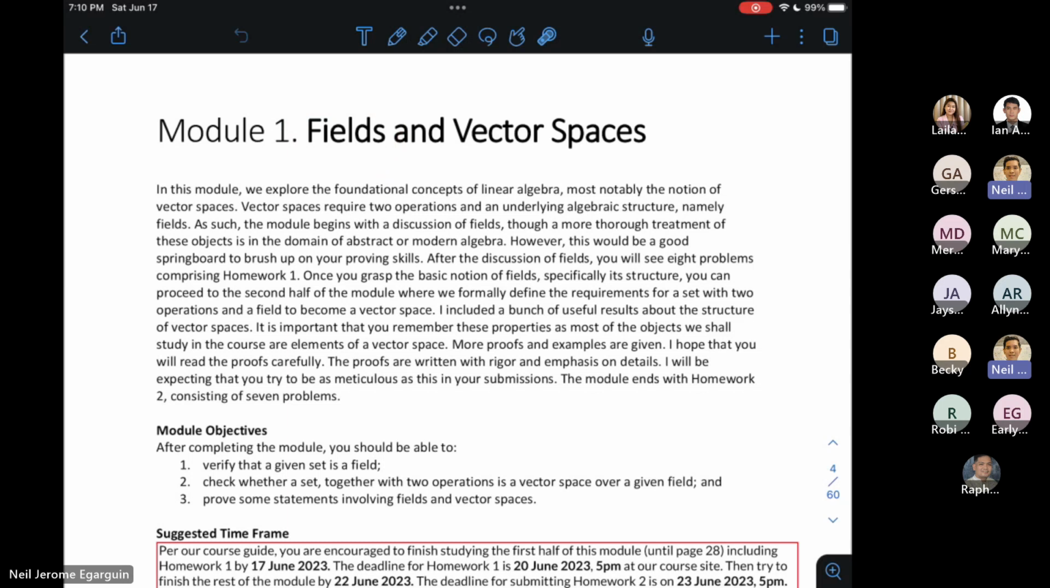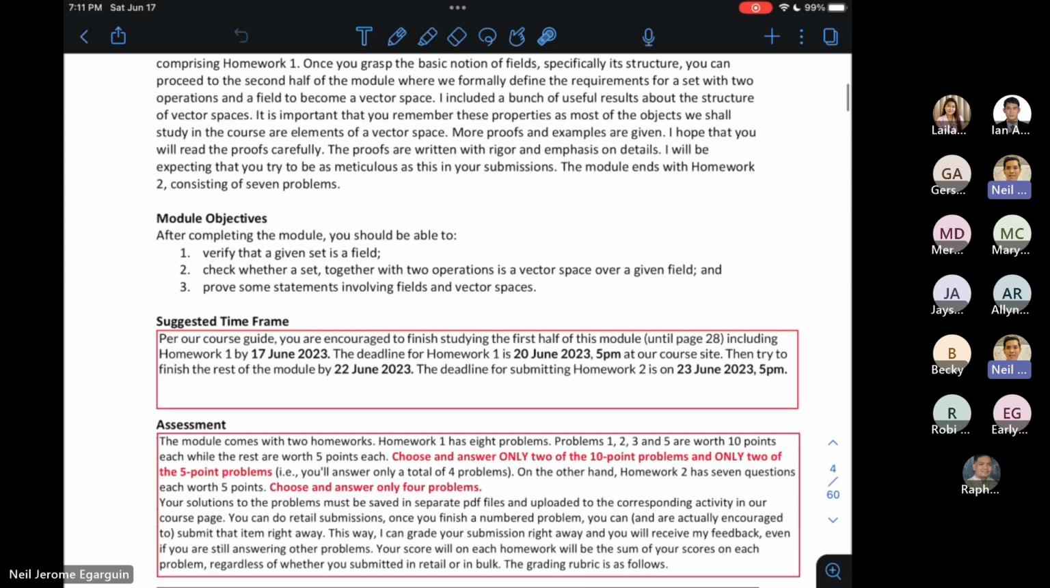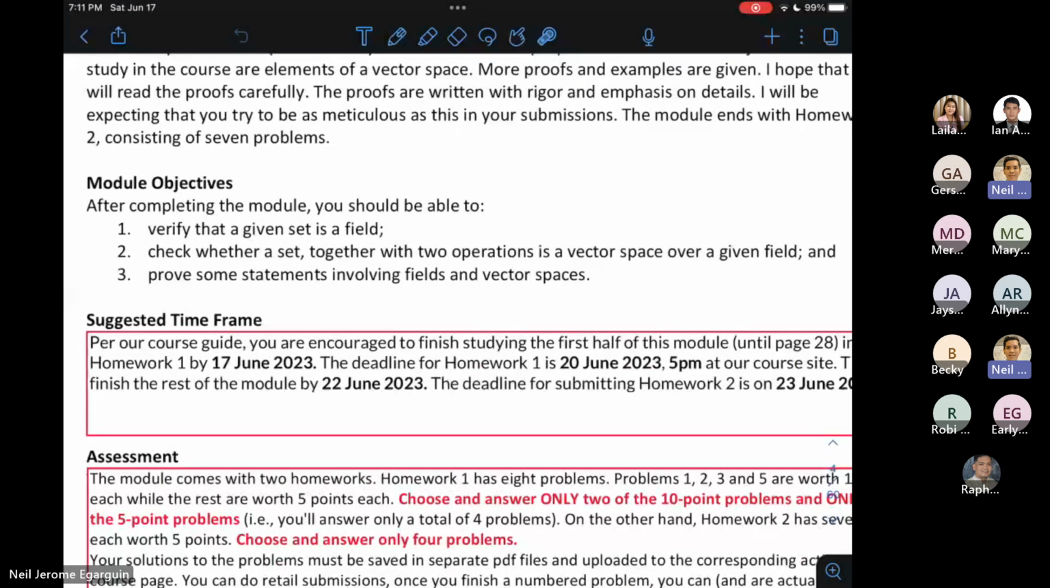All right? So essentially, the first part of module number 1 talks about fields. Ano ang isang field? Ano ang mga properties na meron sa isang field? Ano yung mga components ng isang field? And that's what we want to do in this module. So essentially, the module combines the study of fields and vector spaces.